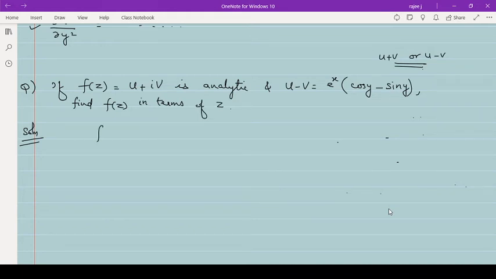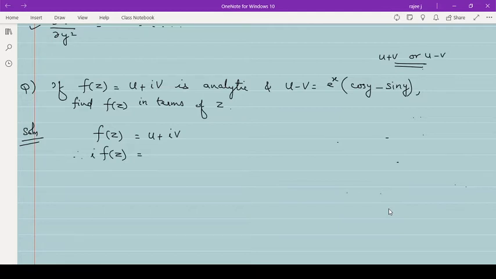So we have f(z) = u + iv. Therefore, what I will do is multiply this by i. This is a bit of a theoretical part. You have to practice this one, and in the exam it is not necessary to write this, but if you are writing it, no issue, it will be well and good. So we are just multiplying this equation by i.